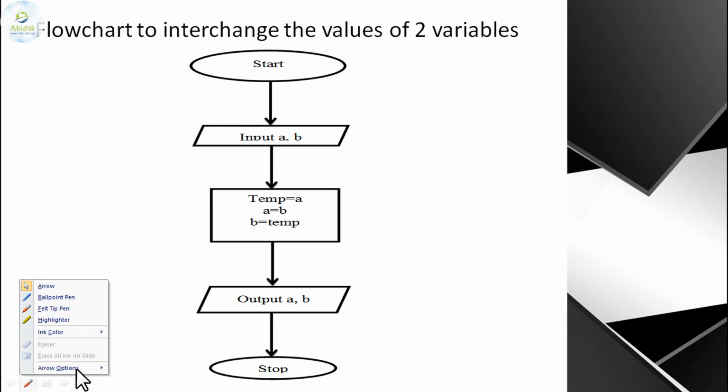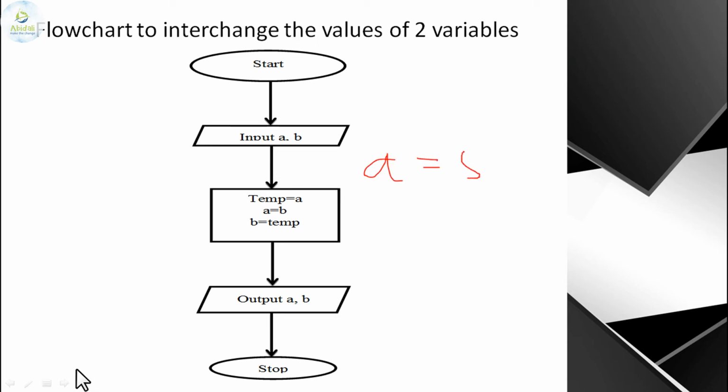If you have not understood, we will take an example and write it out. The value of A is equal to 5. The value of B is equal to 10. Now the very first statement, I'll write it in short: temp is equal to A. What is the value of A? A value is 5. So temp gets the value 5.